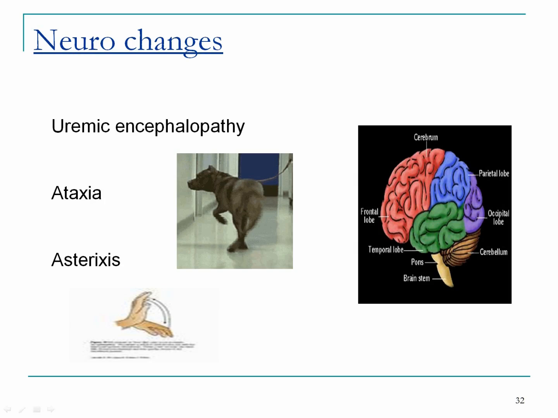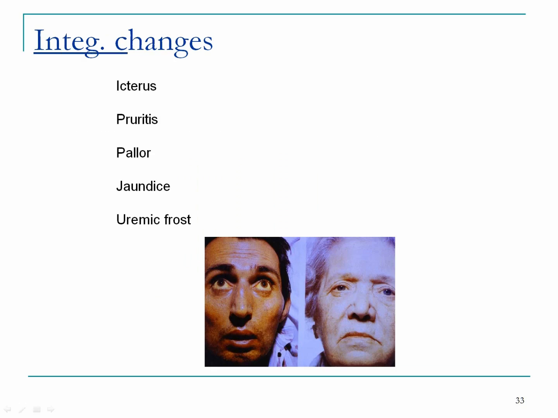There are neurological changes. Normally the protein we eat is broken down by the liver and the byproduct of ammonia is made. Ammonia is filtered out of the blood by the kidneys. The renal failure patient retains the ammonia and it gets into the brain, causing ataxia, which is an unsteady gait, asterixis, a flapping of hands, and confusion.